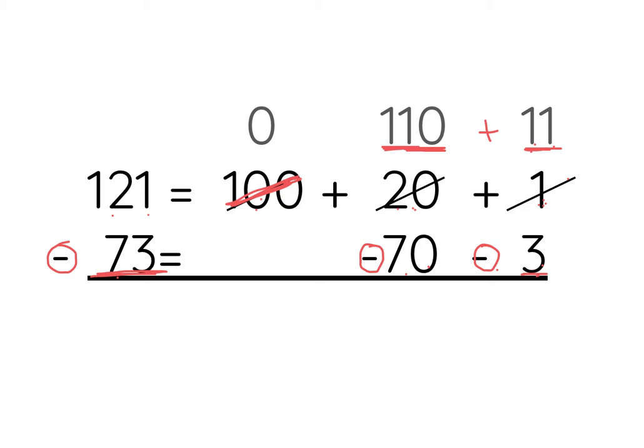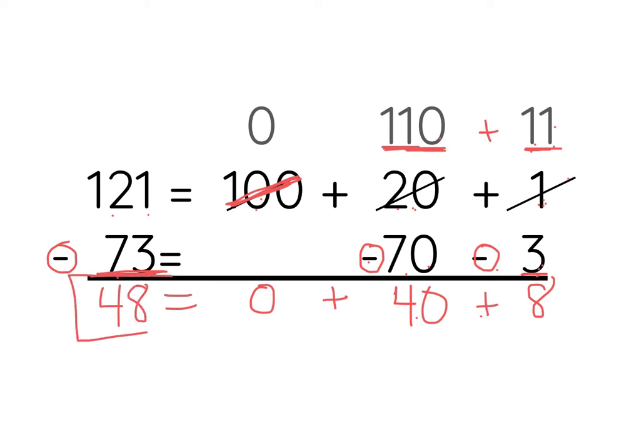Now we can subtract. There's nothing left in the hundreds column, so we just have a 0. You can either put it or just leave it without a 0. 110 subtract 70 equals 40. 11 subtract 3 equals 8. So 40 plus 8 is 48. Great job.